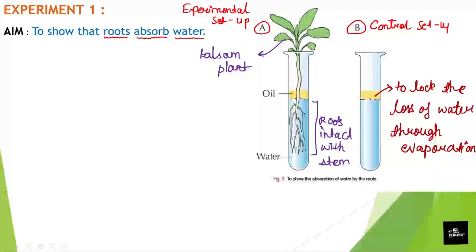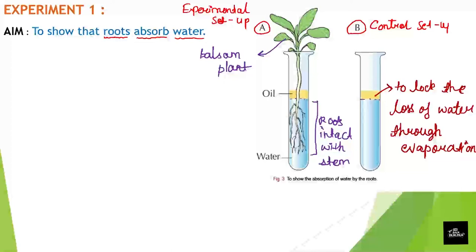After finishing the apparatus, we have to let the whole apparatus sit for some time, both the experimental setup and the control setup. After some time, we are going to observe a certain change in the experimental setup. The control setup is not going to go through any change because it's the control setup. It never goes through any change. The experimental setup always goes through the change. What is the change going to be?